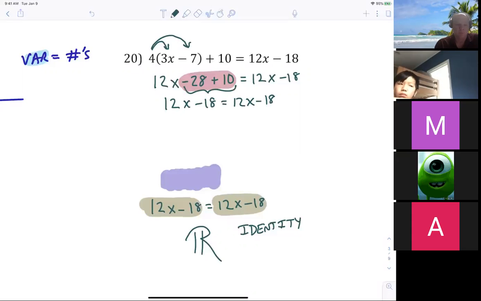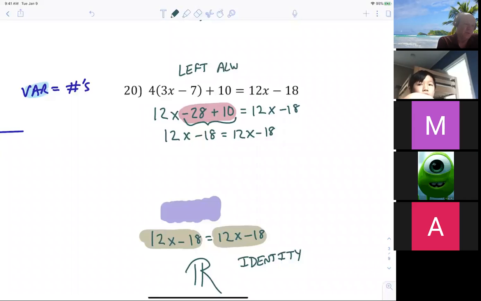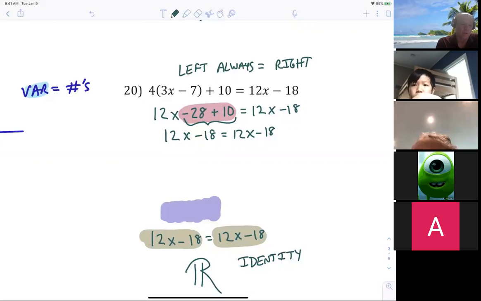Mr. Stroud, does that mean there's no way to solve it then? Well, that means any number. Okay, so let me say this one more time. I want everybody to listen. Stop writing and listen. What this means is that the left side always equals the right side, no matter what. The left side always equals the right side, no matter what number you plug in.